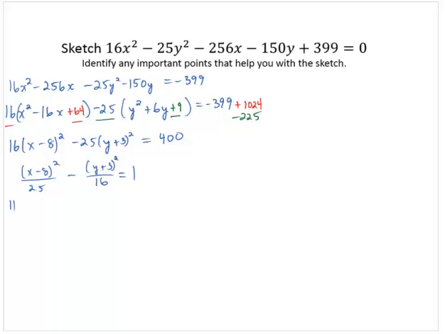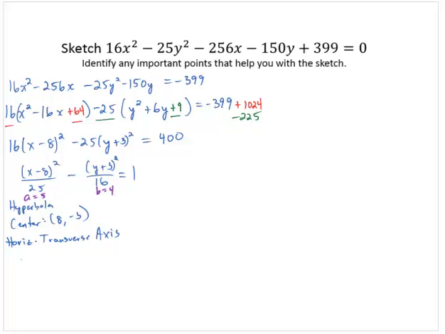So I see this as a hyperbola with the center 8, negative 3. It has a horizontal transverse axis. And again, I know it has a horizontal transverse axis because the positive coefficient is on the x. So we have a equals 5 and b equals 4.